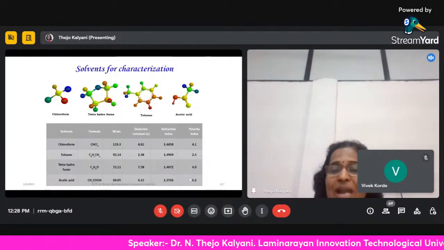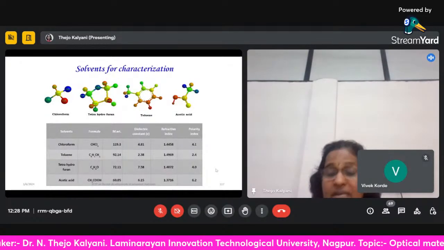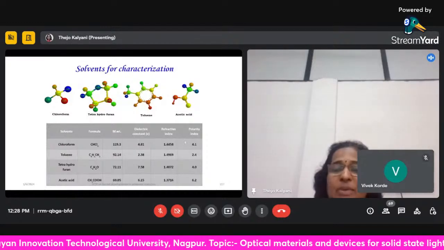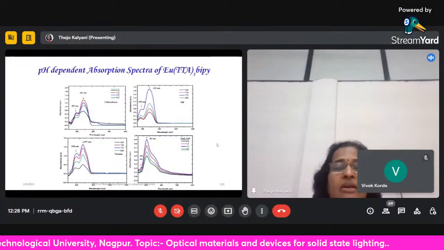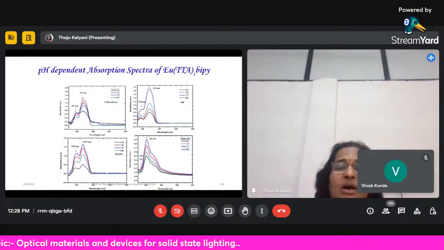So if you can see the polarity index, the more the polarity index, the more polar the nature. And the refractive index, which is an important parameter in the study of optical properties, is also considered here. And we have taken the absorption spectra of these materials which are prepared at different pH.